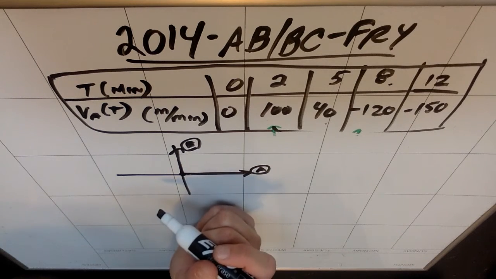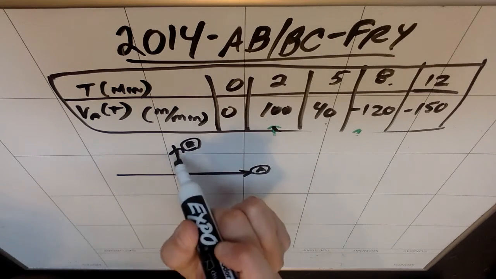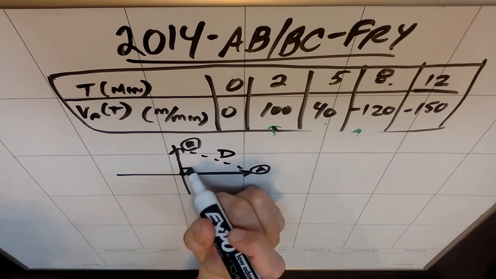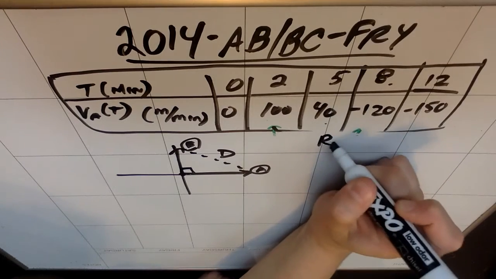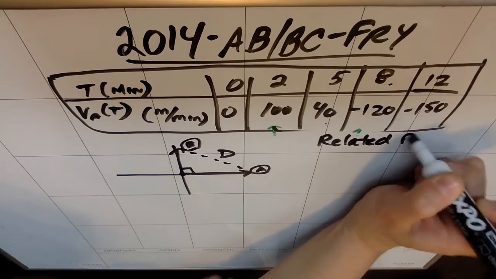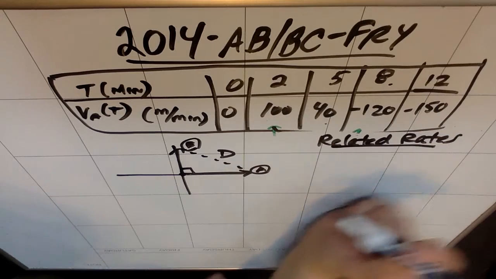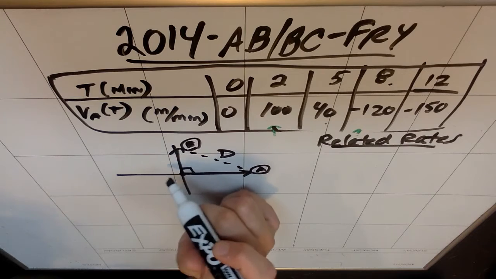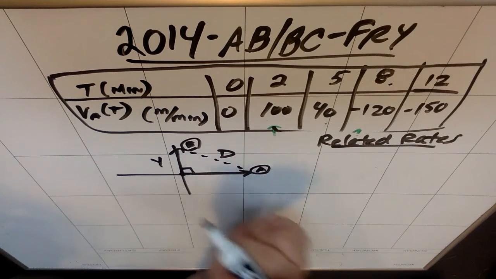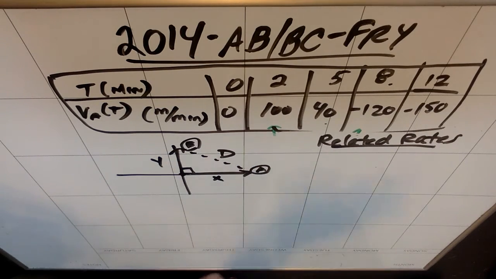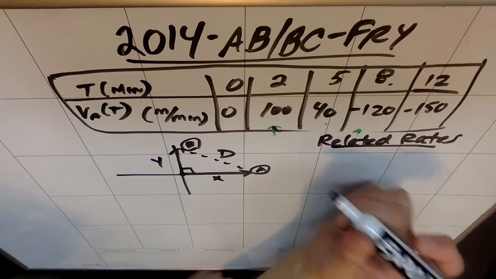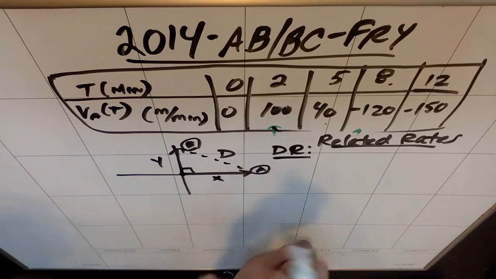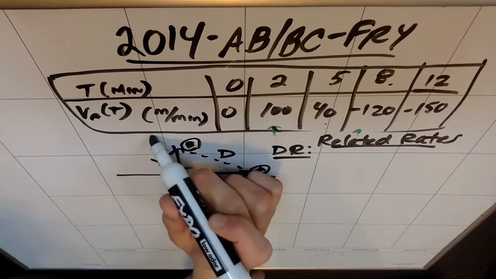And so what they want me to find is the rate at which the distance between these two trains is changing. So I'm going to call that D for distance. This is a related rates problem. So if I call this Y and call this X, because it already called the position for A, X, I have a diagram and I have rates. I'm going to have to label them a little bit more clearly, but I know that this is changing at a rate and this is changing at a rate.